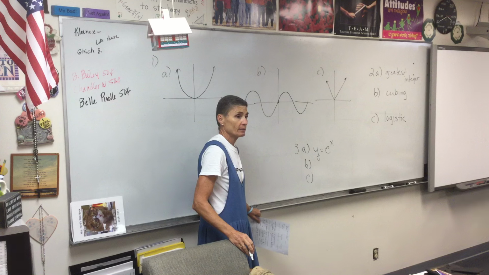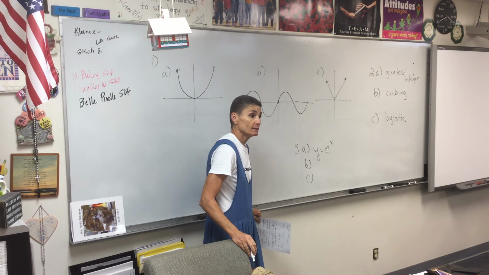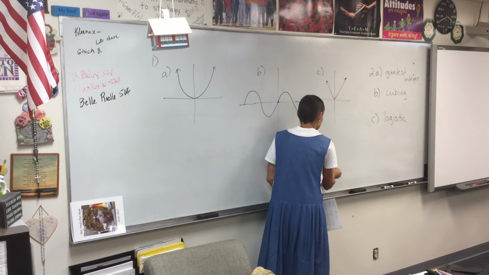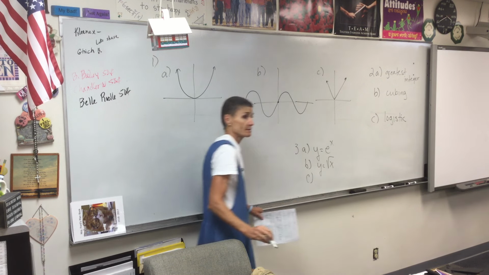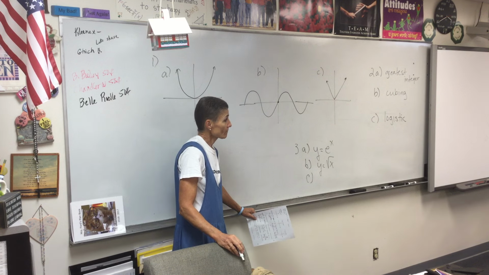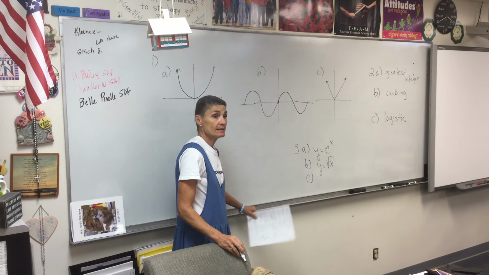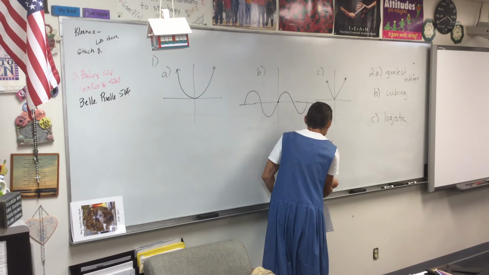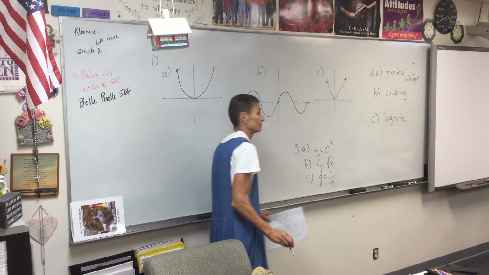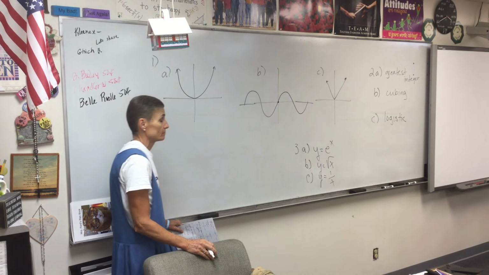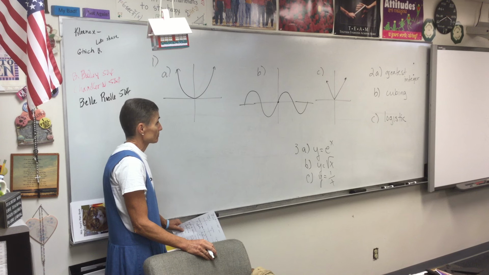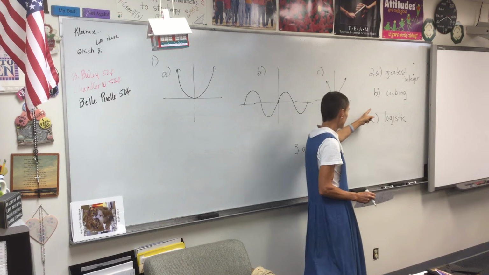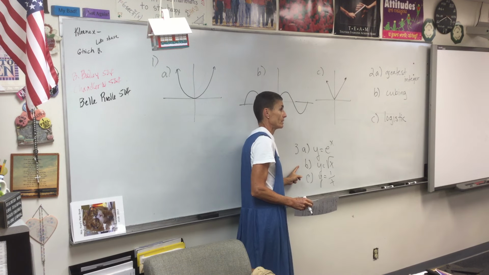How about B? We just talked about it. B is the square root function. We're writing the equation, so that's the square root of x. And C is the reciprocal function, y equals 1 over x. So I drew 3, I named 3, I wrote the equations for 3.